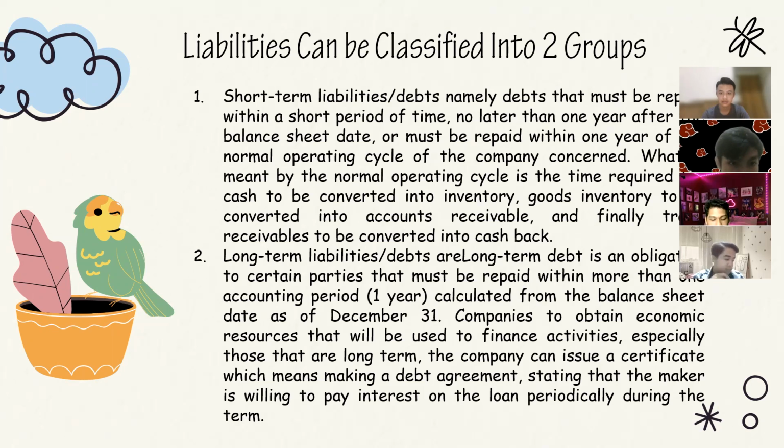Long-term liabilities are obligations to certain parties that must be repaid within more than one accounting period or 1 year, calculated from the balance sheet date as of December 31. To obtain economic resources that will be used to finance activities, especially long-term ones, the company can issue a certificate, which means making a debt agreement, stating that the maker is willing to pay interest on the loan periodically during the term.